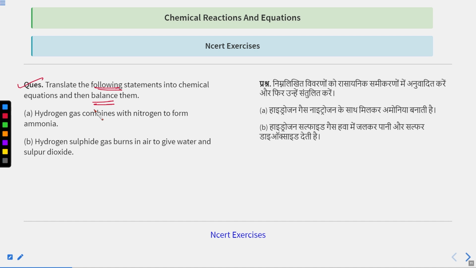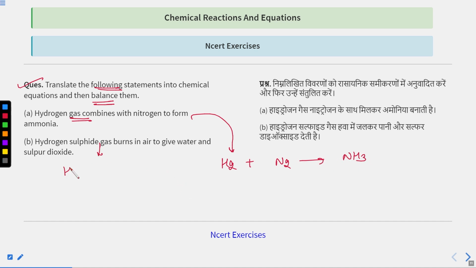A chemical equation is also called the symbolic form, and these are the statement form, or word form. So hydrogen gas combines with nitrogen to form ammonia. Let's write this: H2 gas is combining with N2 gas to form ammonia. So it is forming NH3.